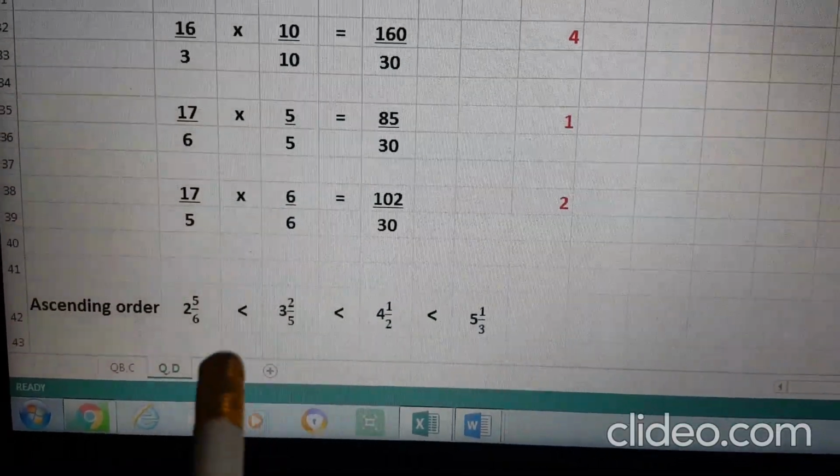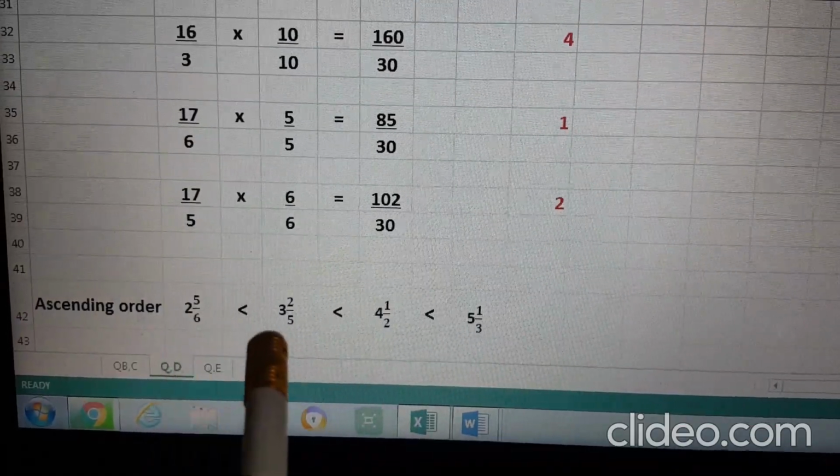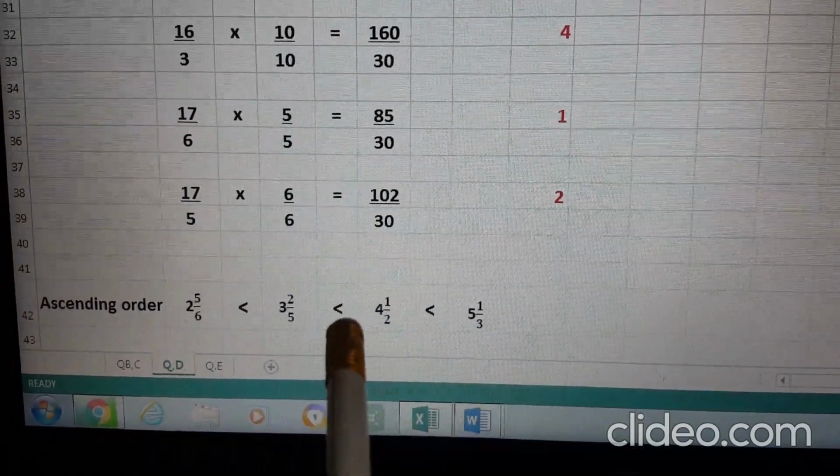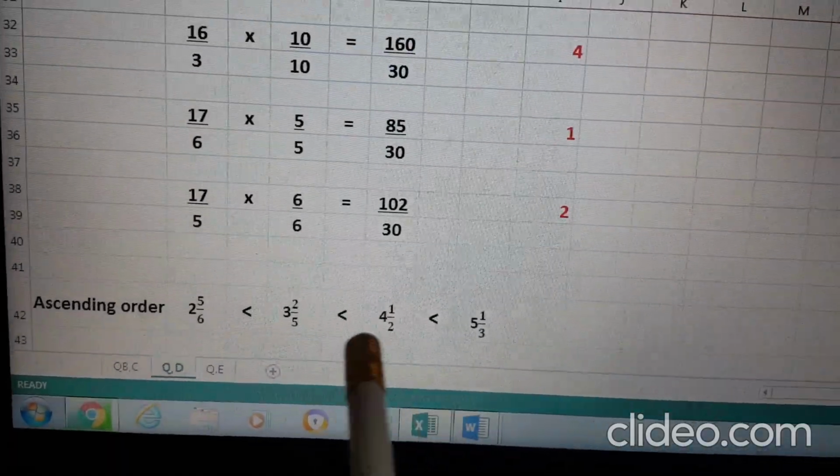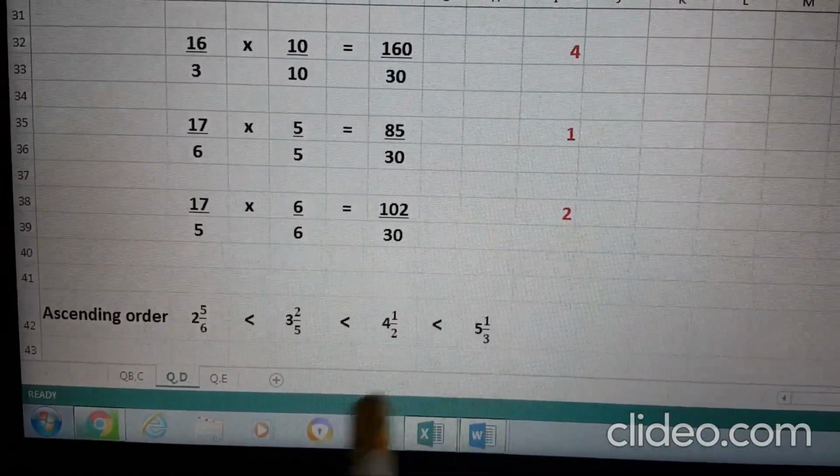So we will write the corresponding fractions of these fractions in ascending order. So 2 whole 5 by 6, then 3 whole 2 by 5, then 4 whole 1 by 2, and then 5 whole 1 by 3. In the same way you will do all parts.